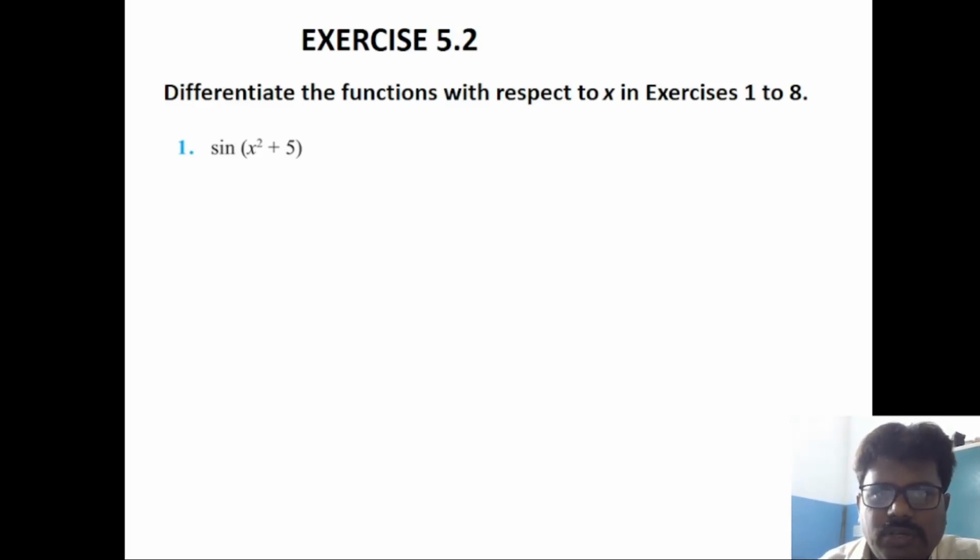So in this video we are going to solve the problems in the exercise 5.2, and here is the question: differentiate the functions with respect to x in the exercise 1 to 8. And here is our first question: sin(x squared plus 5).